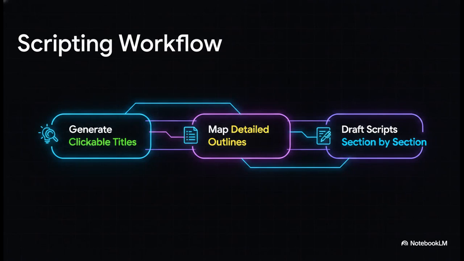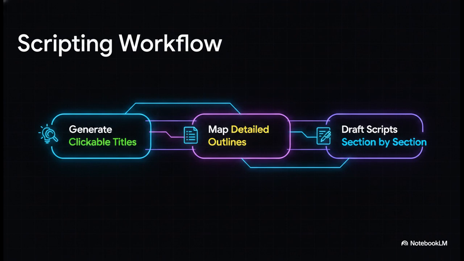Once you have a title you actually love, you're going to want to follow this exact workflow to maintain creative control. First, obviously the clickable title. Then ask the AI to map out a detailed outline. Give it clear instructions to include a strong hook, 3 main points, and a call to action. You basically have it build the skeleton first.